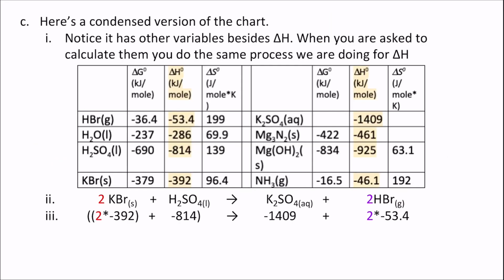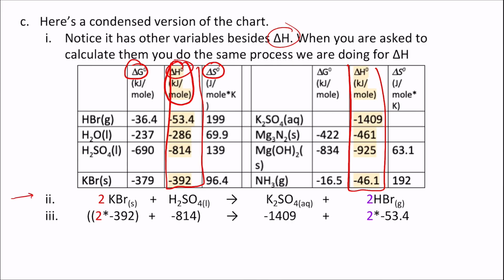Here's a condensed version of the chart. Notice it has other variables besides delta H. As you can see here, we have delta G, delta S, which we haven't talked about yet. So just focus for now on the center, and I highlighted it for you. When you're asked to calculate them, you do the exact same thing that we're going to do for delta H. All right, it's still going to be products minus reactants.